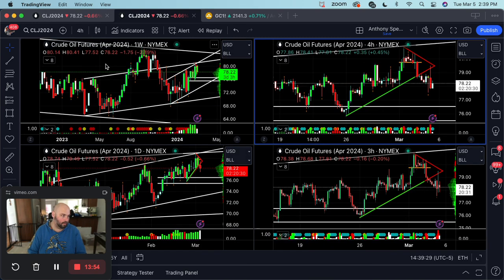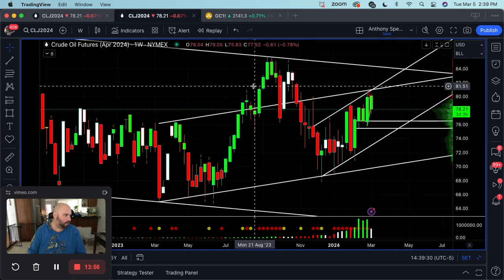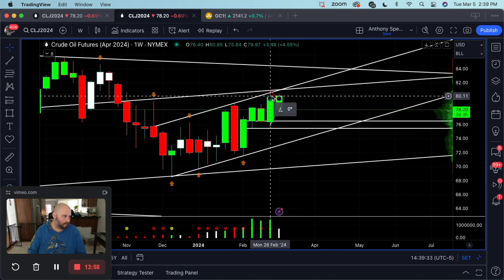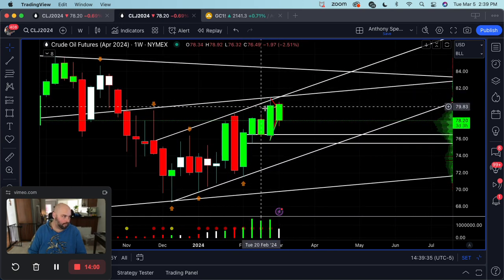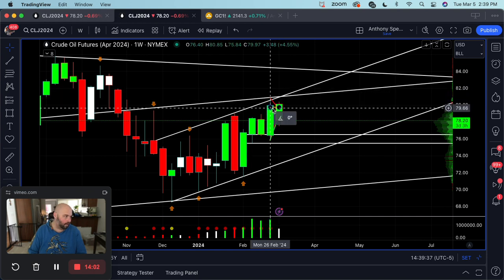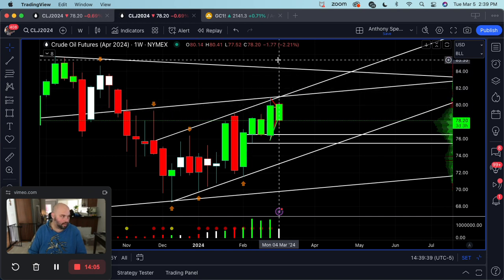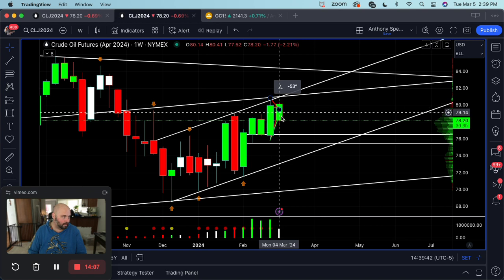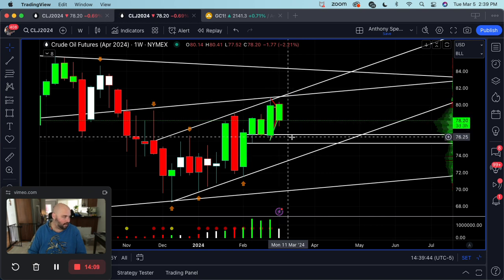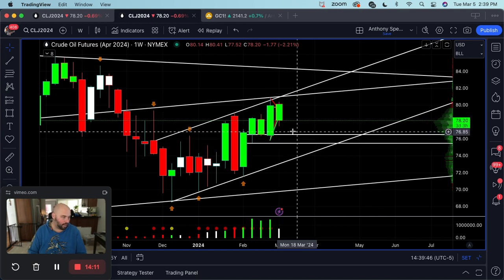because of where the weekly chart tested. Right? Unless we blew through this very quickly and aggressively, there was at least a chance that we fall back into some form of support. The support I'm looking at is right here.